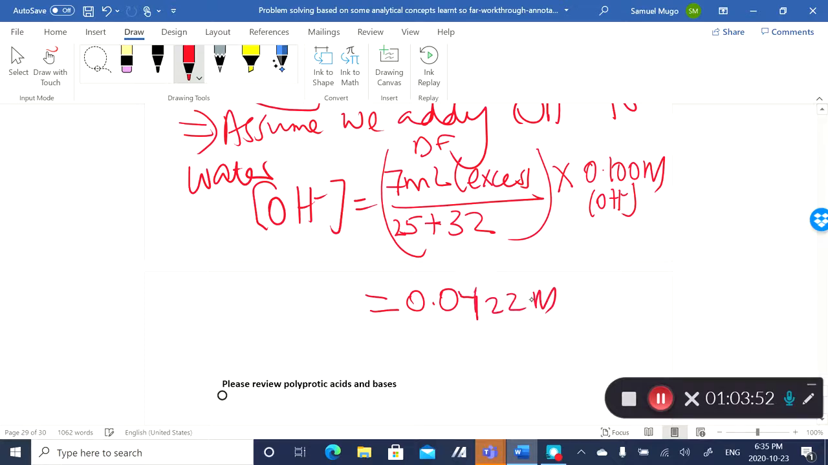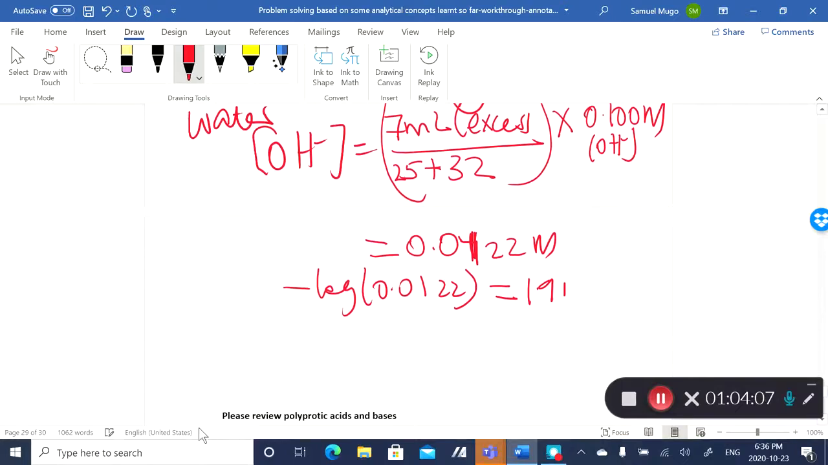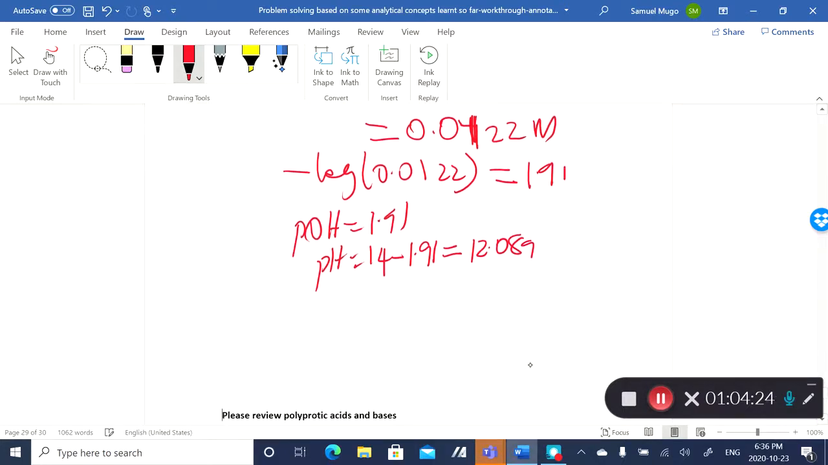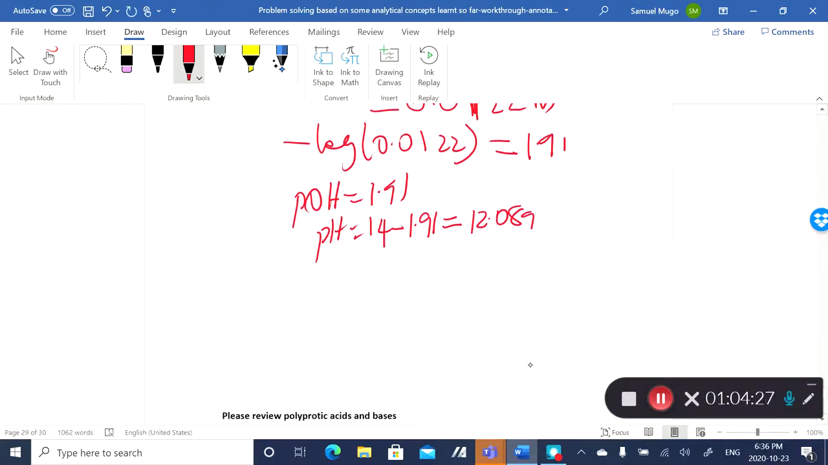Okay, and so you're going to see when you do that, you get 0.0122 molar. You take the negative log of that, and what you get really is 1.91. Okay. Now that is the pOH. So the pH really equals 14 minus 1.91, which gives you 12.089, and that's the pH at a volume of 32.